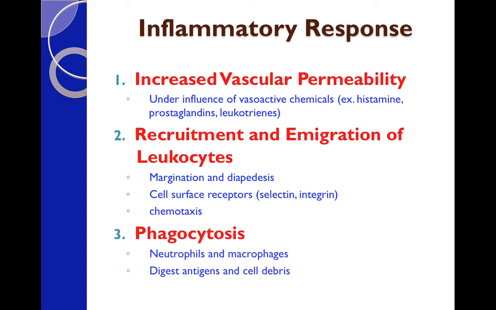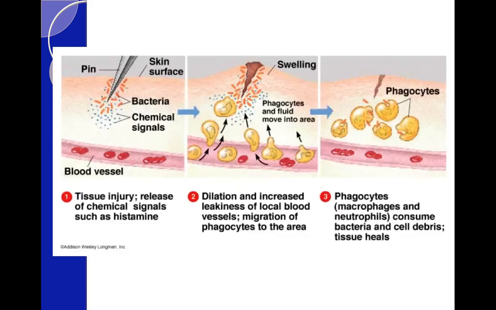And of course, when the white blood cells get to the area, the neutrophils and macrophages, they carry out their phagocytic function to try and remove the antigens, cell debris, and unwanted substances. So the diagram shows those three steps.